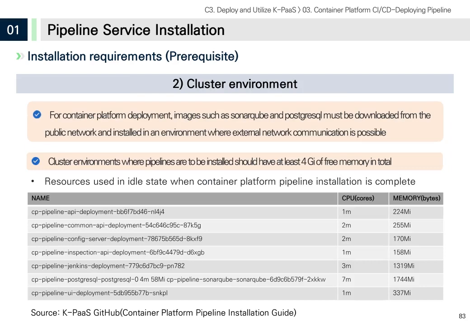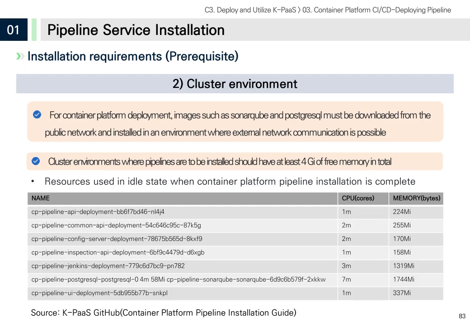Next, we will describe the cluster environment. Deploying a container platform requires images of SonarQube, PostgreSQL, etc. to be downloaded from a public network, so they must be installed in an environment with external network communication. For the cluster environment where you will install the pipeline, we recommend a minimum of 4 GB of free memory for the cluster in total.